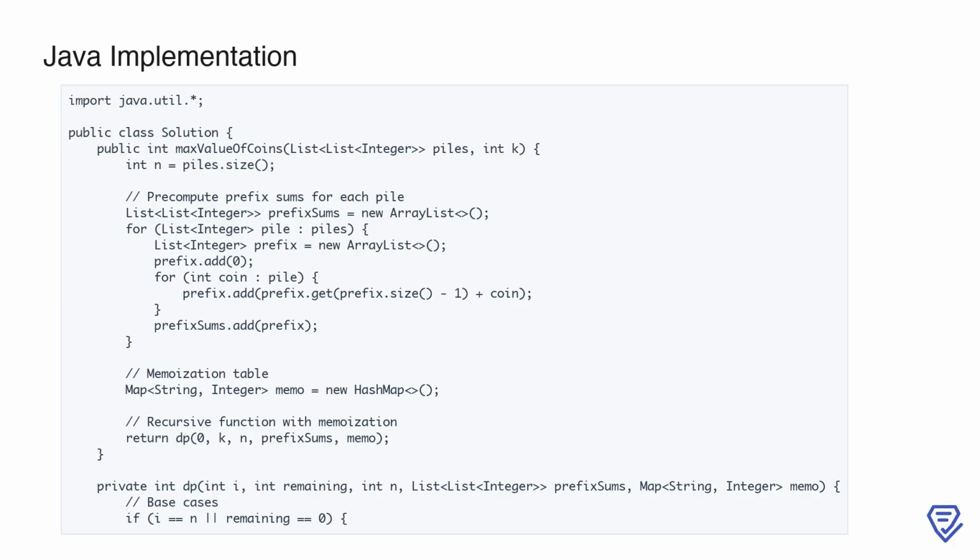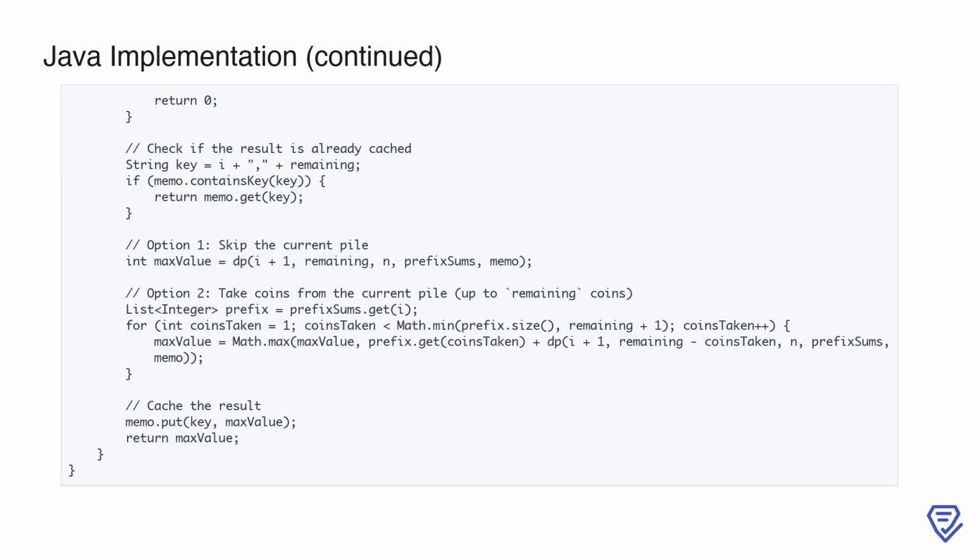Once these prefix sums are calculated for all piles, we initialize a hash map called memo to store intermediate results and avoid redundant calculations during recursion. Finally, we call the recursive helper method DP, passing the starting index, the remaining coin quota, and our pre-computed data structures as arguments. The DP function is where the main logic of our solution resides.